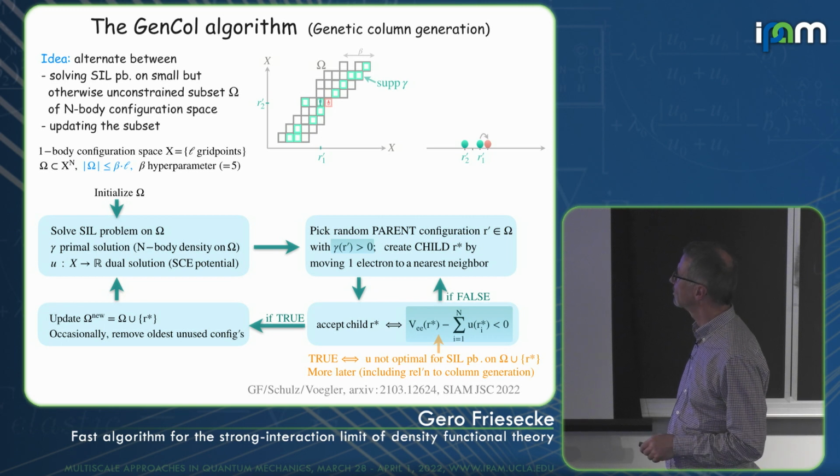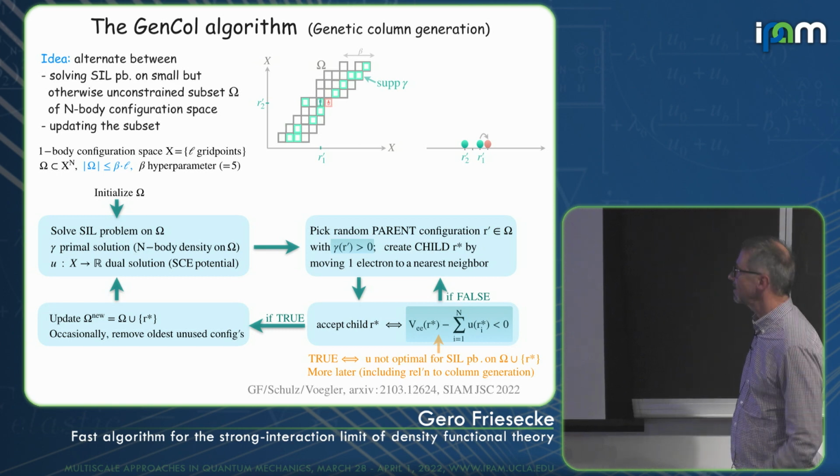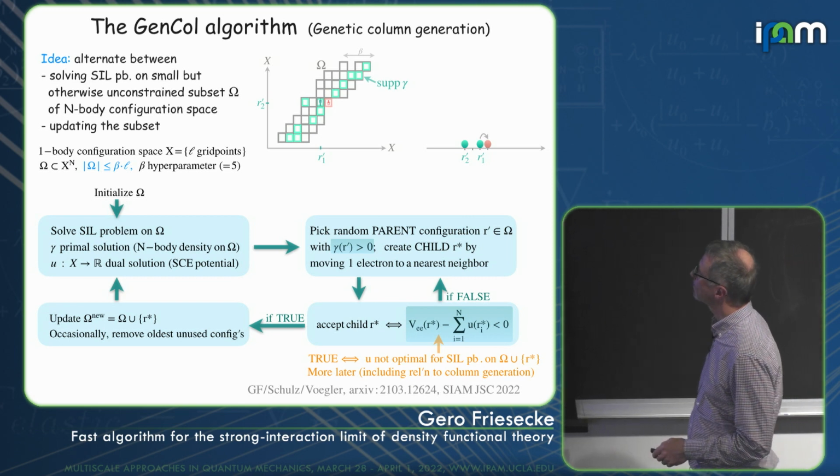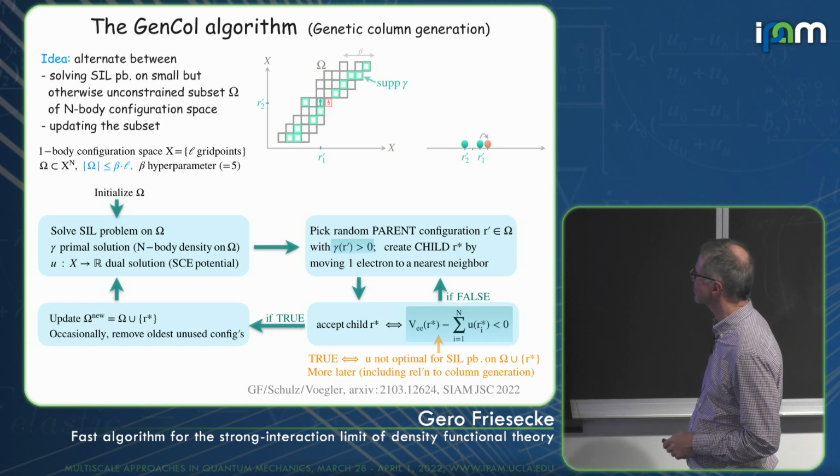Okay, and so then you initialize the set at random in the big space, then you solve the strongly interacting limit problem on the subset. Then it's a small linear program. You get the primal solution, which is an n-body density, but on a small set, and you get the dual solution, the potential. So that's your update of the primal and dual. Now you need to update the set. That's the subtle thing. So you do it as follows. It's kind of a genetic learning method.